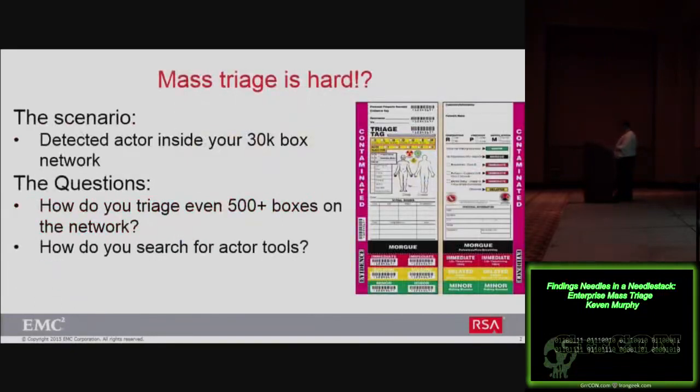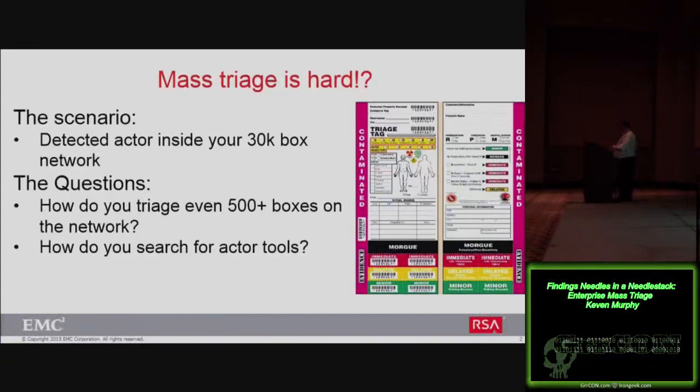So one of the scenarios that we typically face in the RSA team when we go out to somebody's company is they have a huge network. You know, it's not uncommon to see 5,000 to 30,000 machines on the network. And this particular company gets notified by the FBI saying they have a potential APT. And how do you handle 300 or 30,000 machines and finding the APT actors?